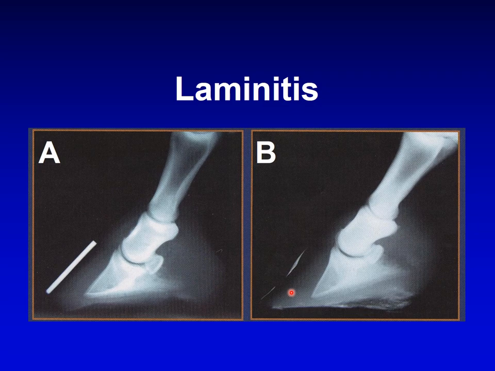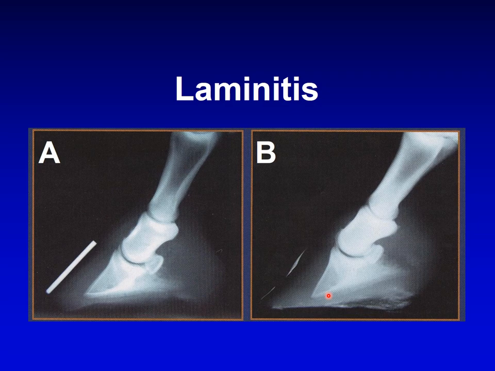So instead of the dorsal aspect of P3 being here, it rotates caudally, as you can see here in this direction, and causes severe, severe pain. And sometimes we recommend even putting the horse down because of these cases.